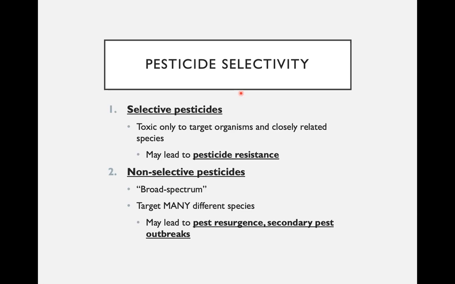Now, choosing a selective pesticide is going to be the least harmful to non-target organisms. However, there are still negative effects of using it. There is something called pesticide resistance that can happen. Broad spectrum pesticides not only have the downside of targeting many different species, including natural enemies, but that can lead to things called pest resurgence, as well as secondary pest outbreaks. So there are some different outcomes from using both of these types of pesticides that I want to talk about and stress the importance of.